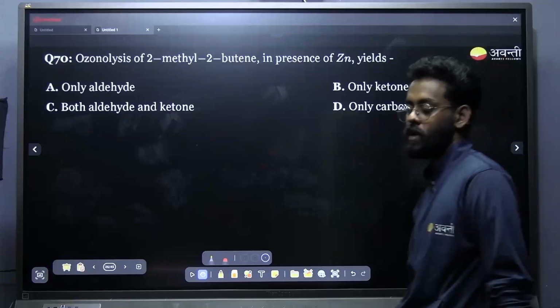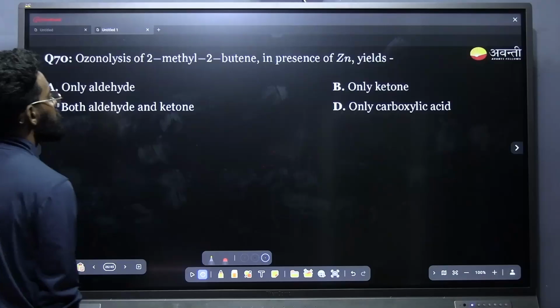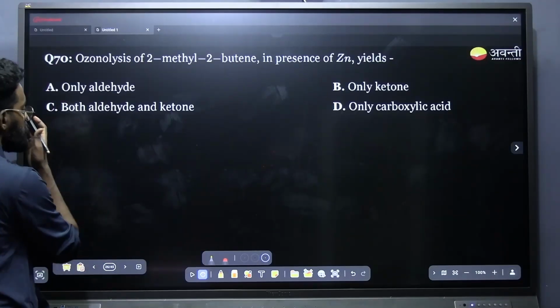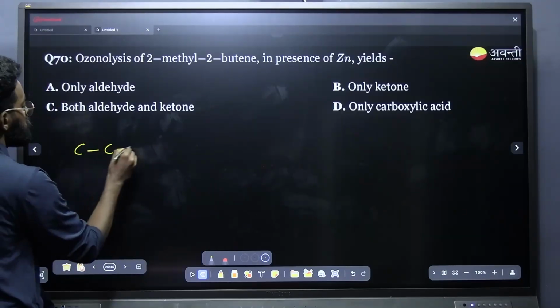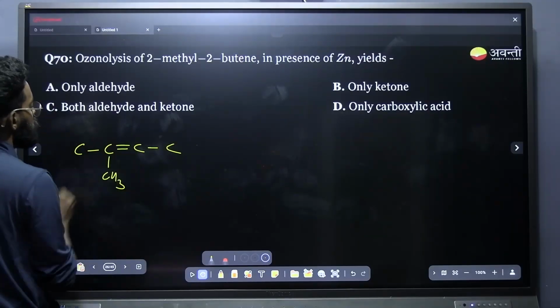Ozonolysis, I think every day we are doing questions related to ozonolysis. What is the answer here? 2-methyl 2-butene. 2-methyl 2-butene. C. 2-butene.